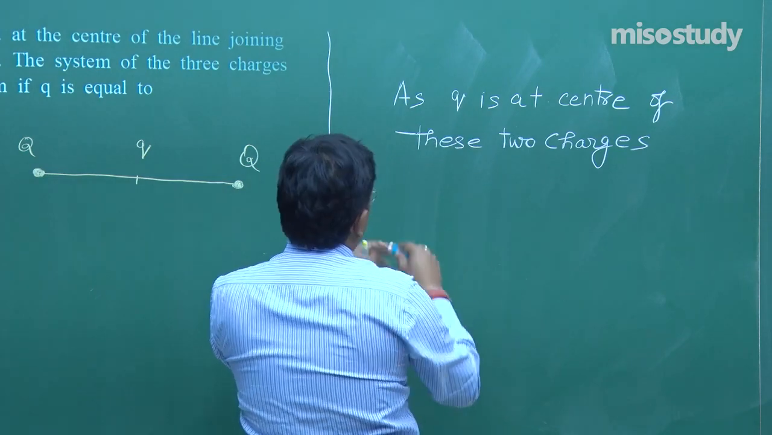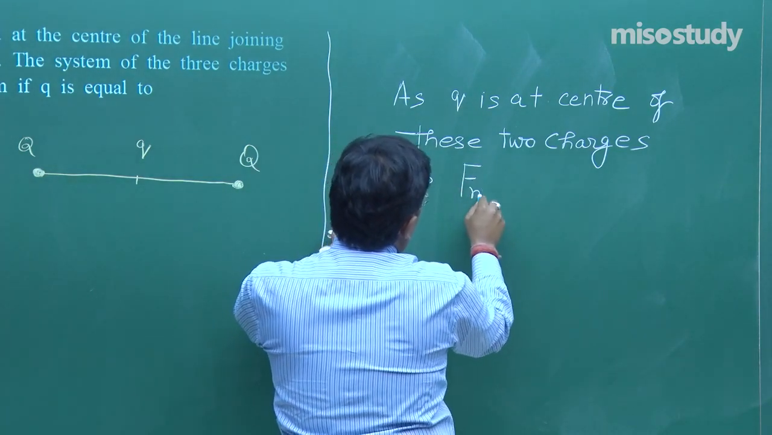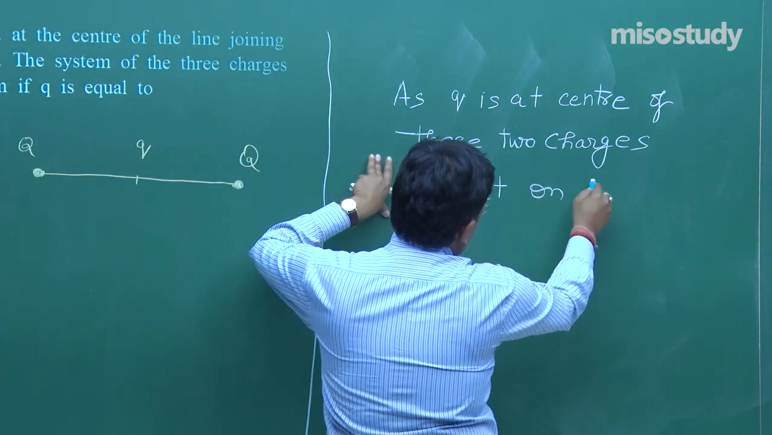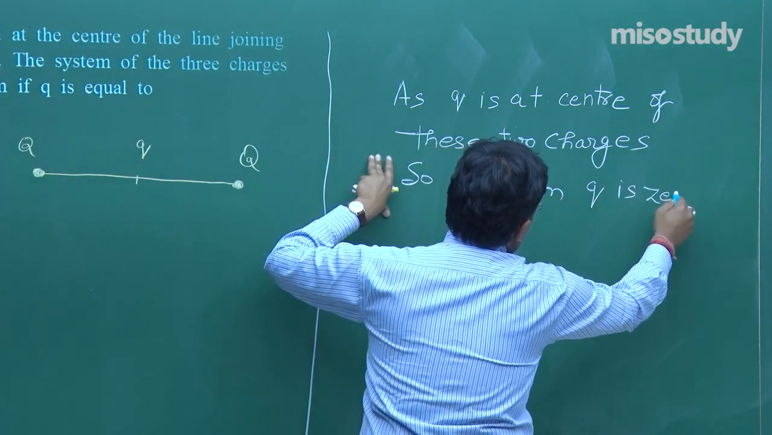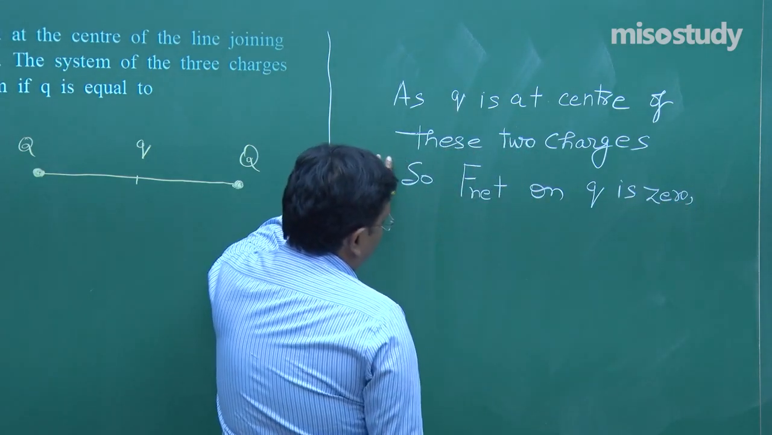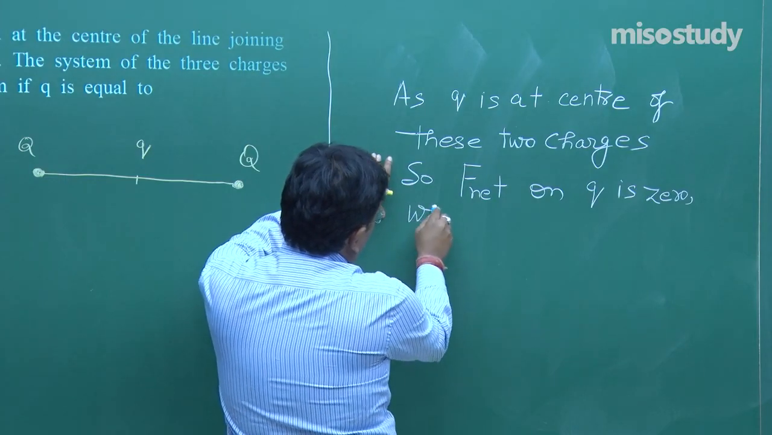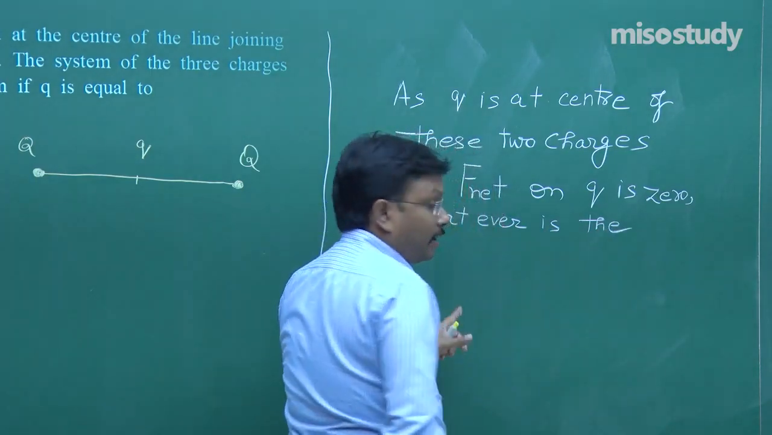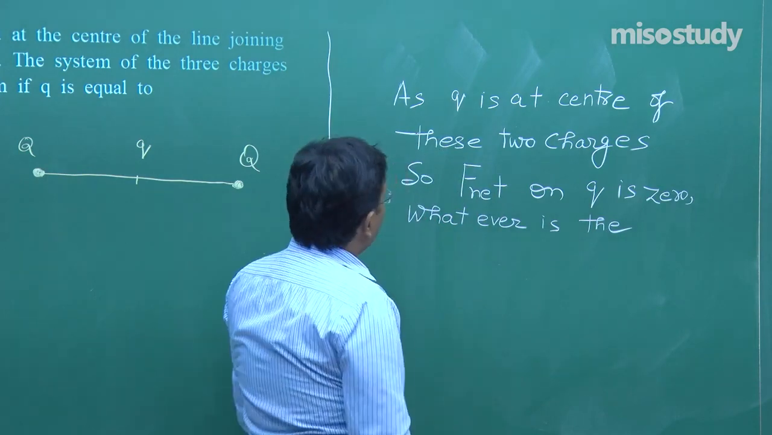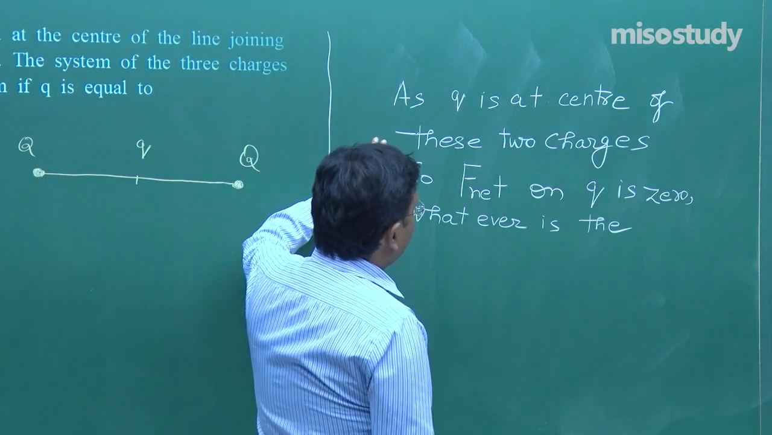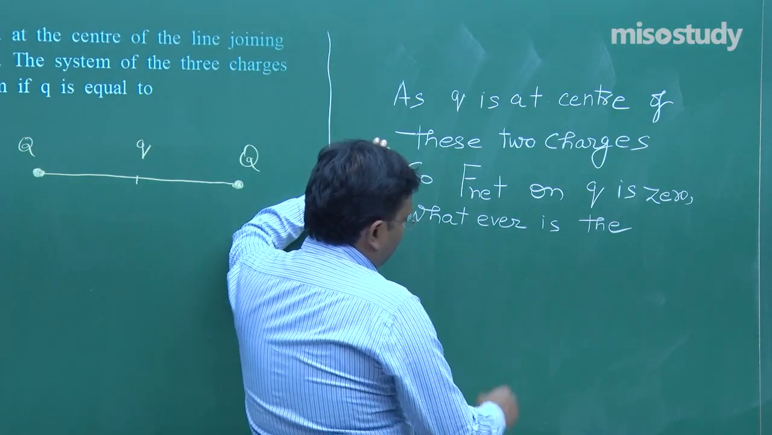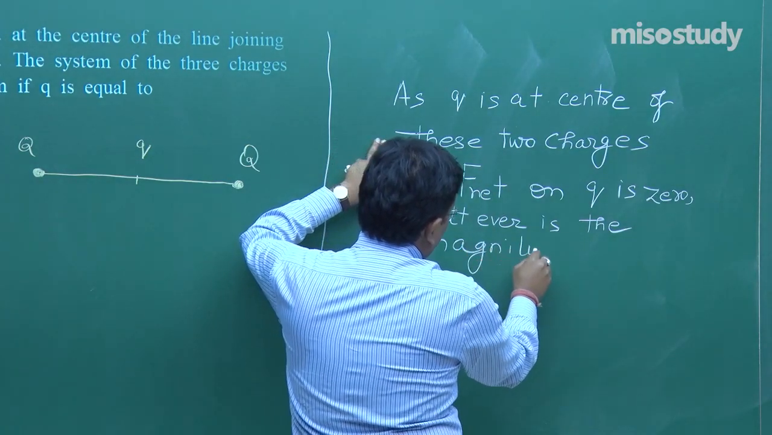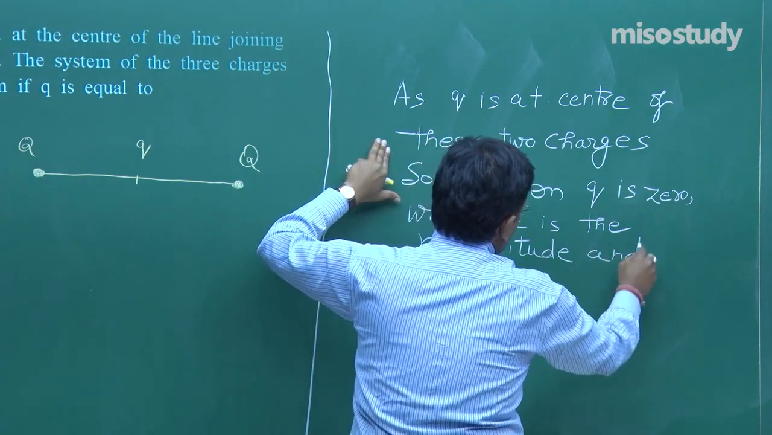so F net, fine, that is the net force acting on this combination. So, F net on Q is 0. So, F net on Q is 0, whatever is the magnitude, whatever I am writing, it is for your understanding. Fine. As Q is at center of these two charges, so F net on Q is 0, whatever is the magnitude and sign of Q.